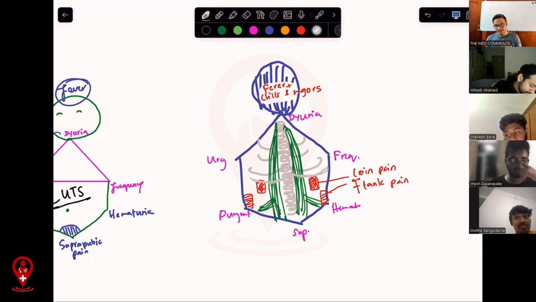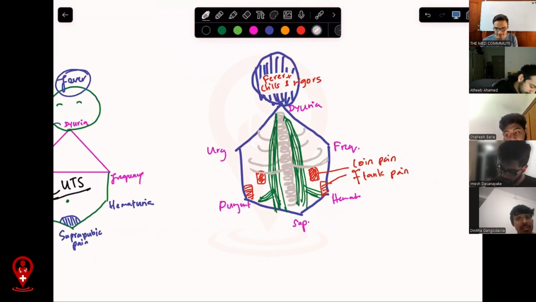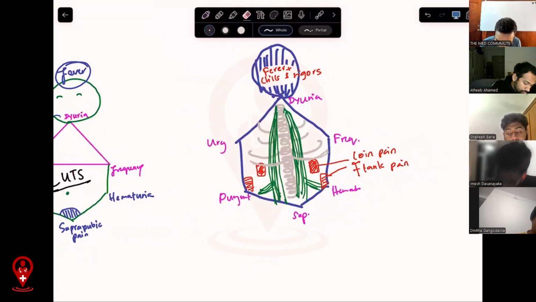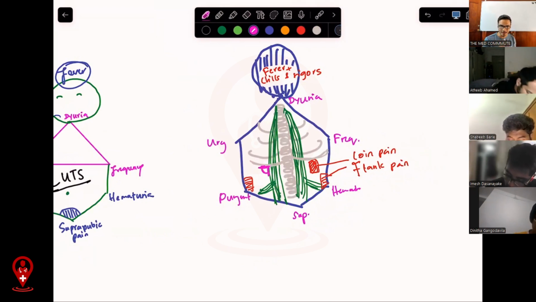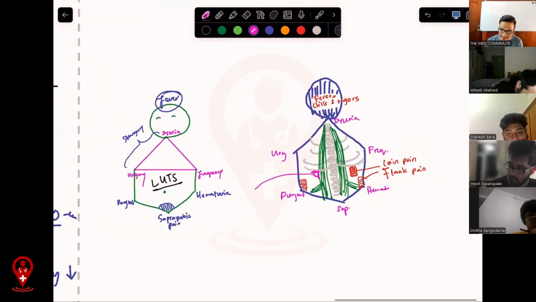Then, guys, there is another very important manifestation. For that there is something we call the renal angle. What is this renal angle? Let me erase this a little bit. The renal angle is the angle between the last rib and the lateral border of the erector spinae. This is what we call the renal angle.